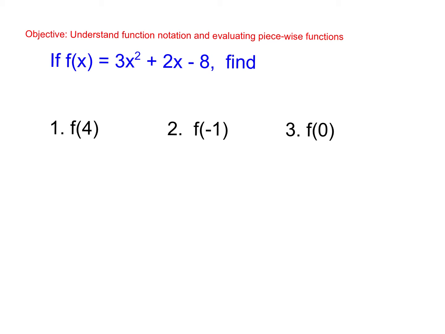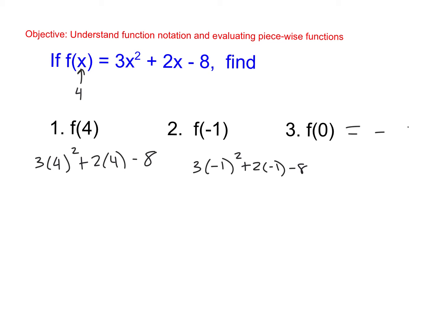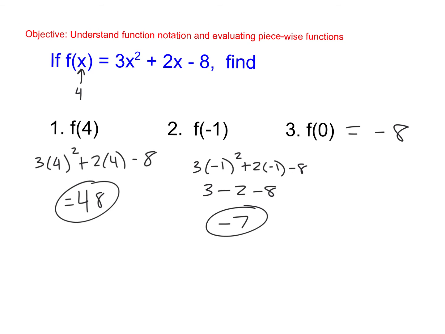So f of 4, this is your x value, right? We're replacing x with 4. So 3 times 4 squared plus 2 times 4 minus 8. And so you can plug in for each of these, and then 3 times negative 1 squared plus 2 times negative 1 minus 8, and then 0, right? So that one's easy. Negative 8, everything else is 0. And then you can go through and figure out the answers. So for number 1, I got 48. And then for this one, we get 3 minus 2 minus 8. It's like negative 7. That's it.